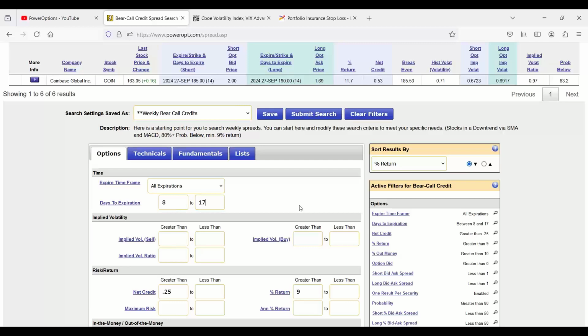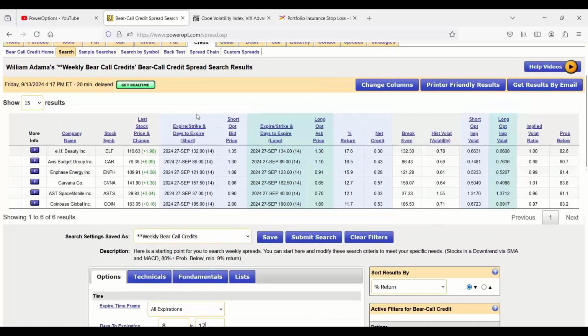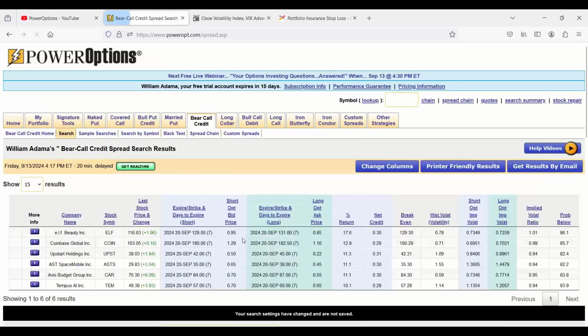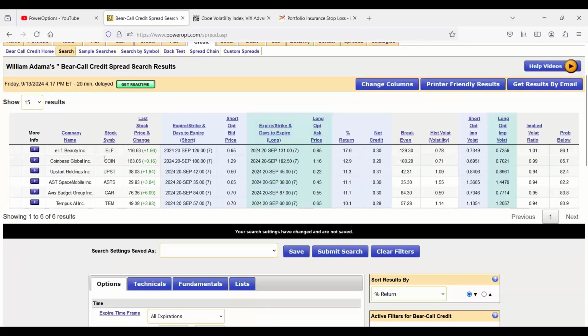But again, really simple. What can I do? I can use this weekly bear call credit spread default in the search screen, and I can just change the time frame. Let's go 0 to 9 days out in time to focus on next week's expiration. Are there any weeklies that are offering a 25-cent net credit with a 9% return, 80% probability? Okay, and so we've got Elf Beauty, Coinbase, Upstart, Avis, Tempest, and AST Space Mobile.